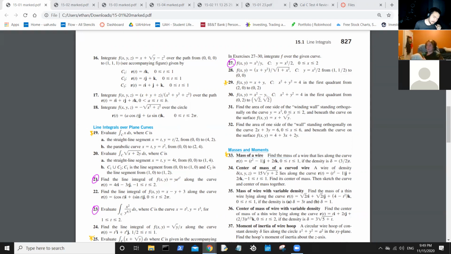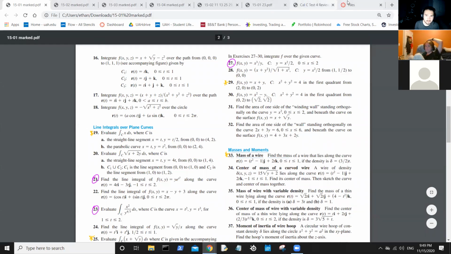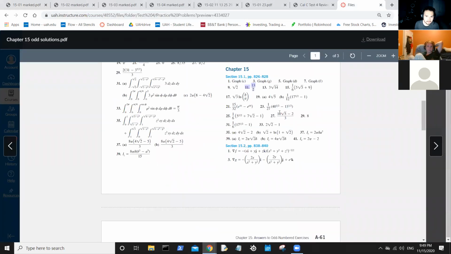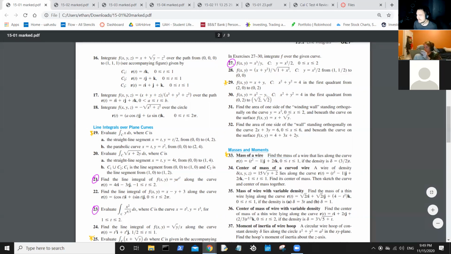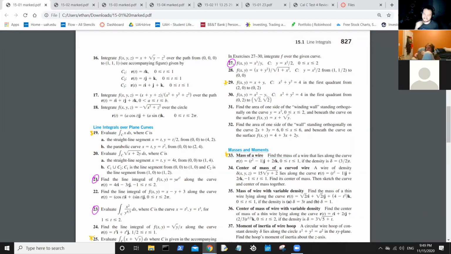That sounds horribly wrong. I got 20 root 10 minus 2 over 3. And the answer is 10 root 5 minus 2 over 3. Jeffrey, did you get that answer? No. Yeah, okay. So 10 root 5 minus 2 all over 3. That's the answer. It is the textbook answer.